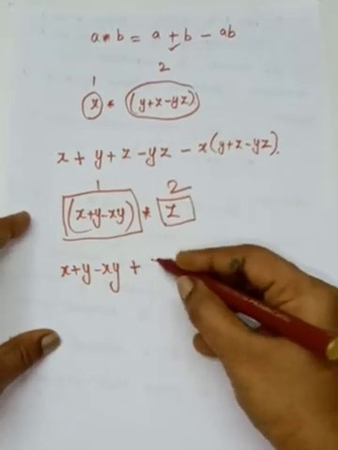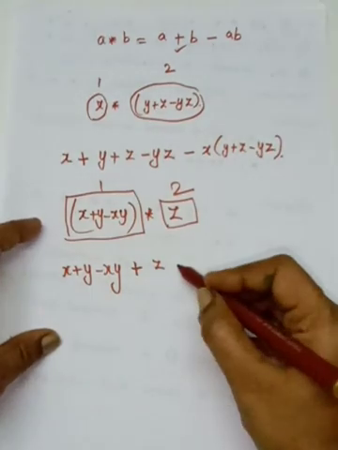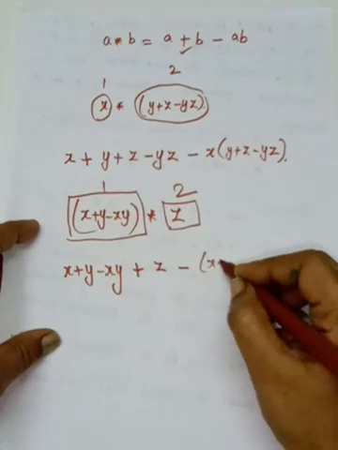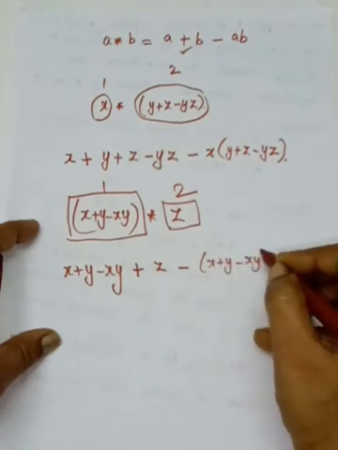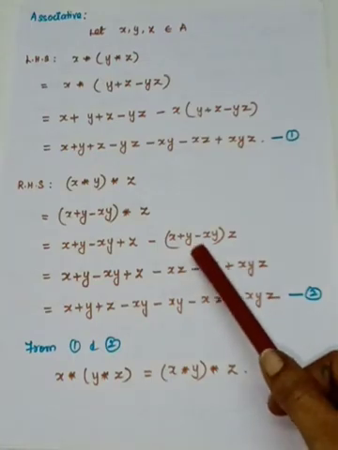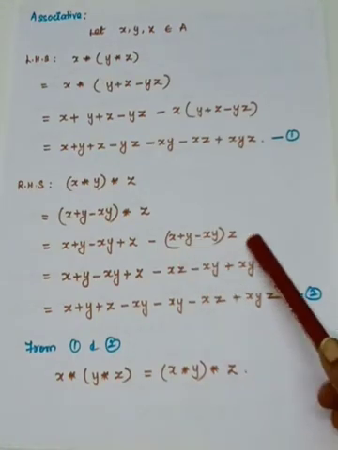What is your second number? Z. Next you have to write the minus, then the product of these two. So it is X plus Y minus XY into Z. Okay, so here I have written. So now what you have to do? You have to multiply these two.